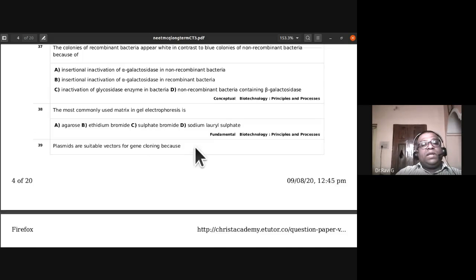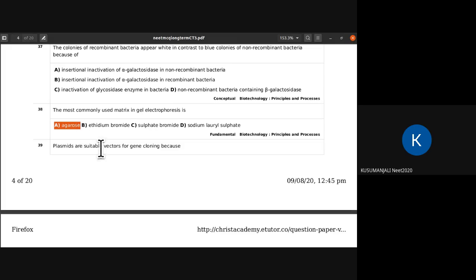The most commonly used matrix in gel electrophoresis is, which is the most commonly used matrix? Agarose.